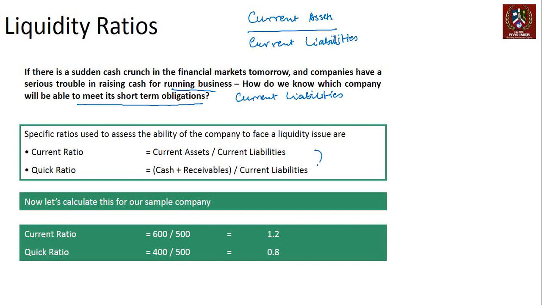A stricter form of this ratio is called quick ratio, where from your current assets you remove the inventory. Inventory may not be liquidated as quickly, but cash and receivables are considered more liquid. So essentially, cash plus receivables divided by current liabilities gives your quick ratio, right? Calculating this for our sample company, 1.2 is the current ratio and quick ratio is 0.8 because there's about 200 of inventory, which may or may not get liquidated immediately, right?